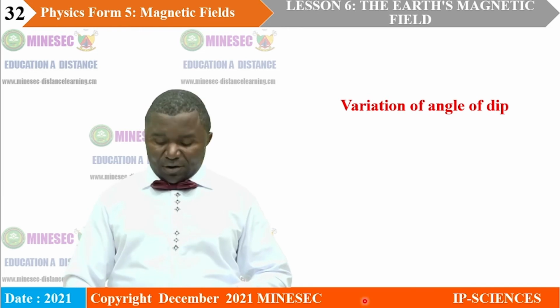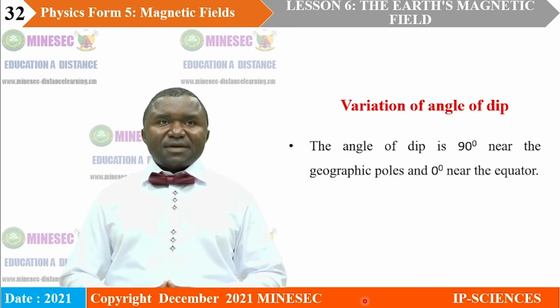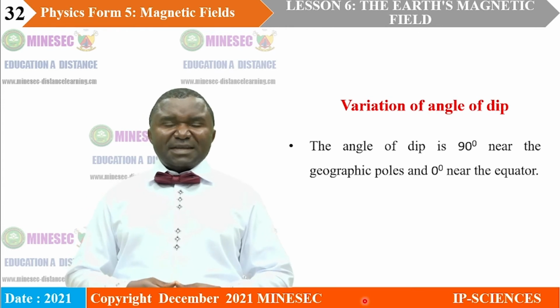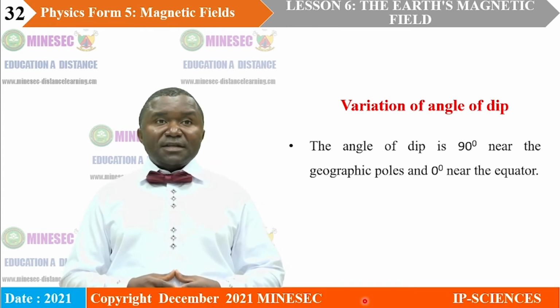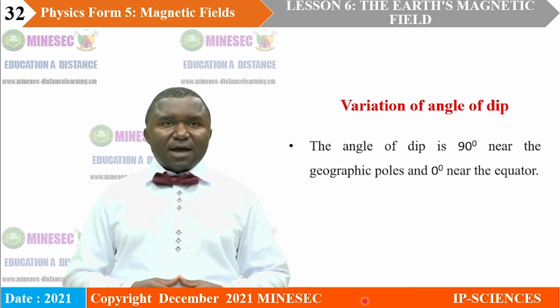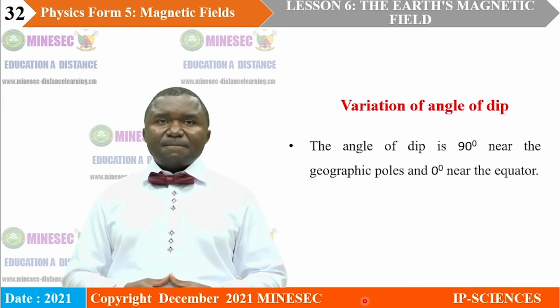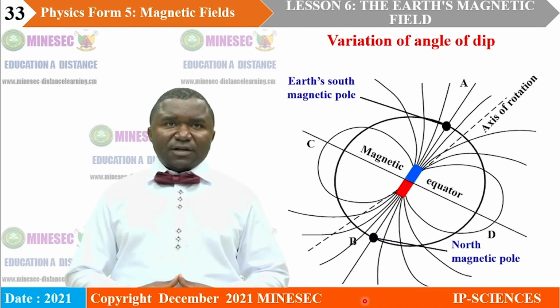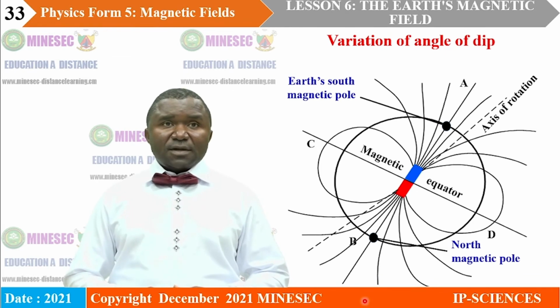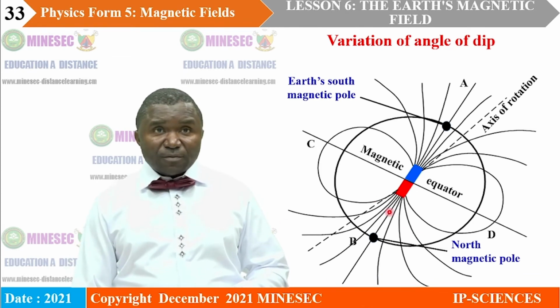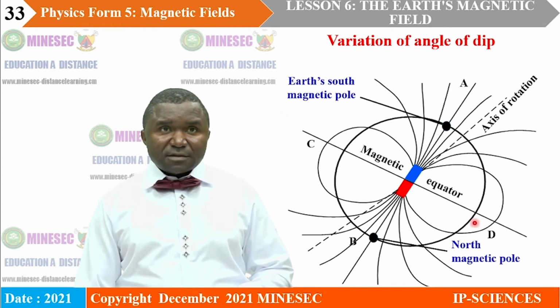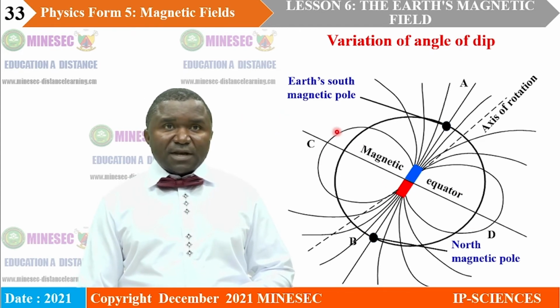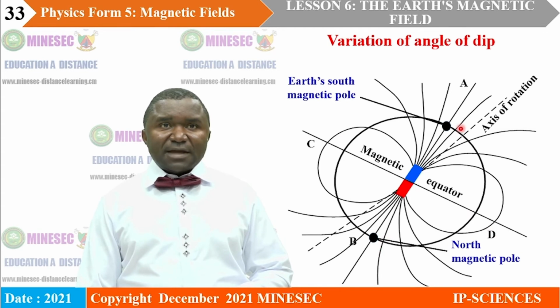Variation of dip. The angle of dip is 90 degrees near the geographic poles and 0 degrees near the equator, as we can see on the diagram below. The magnetic equator lies horizontally, and along this line we have two points, A and B.